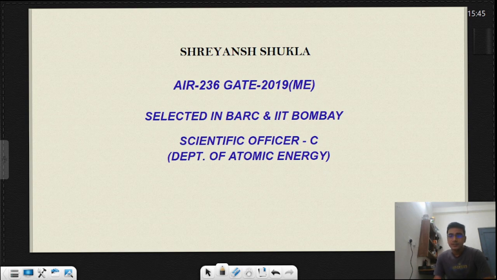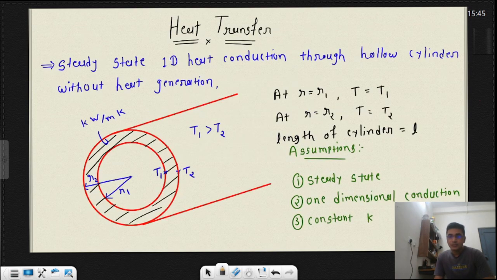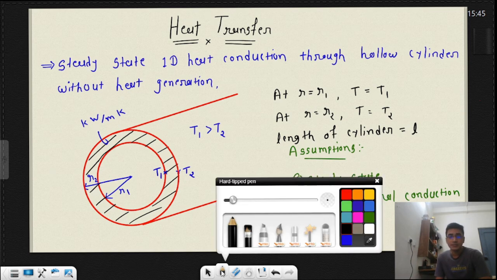Today I am going to discuss a topic from heat transfer, which is a steady state one-dimensional heat conduction through a hollow cylinder, that is, without heat generation.